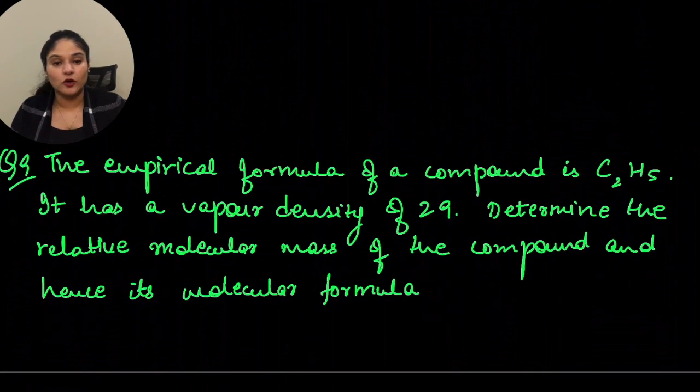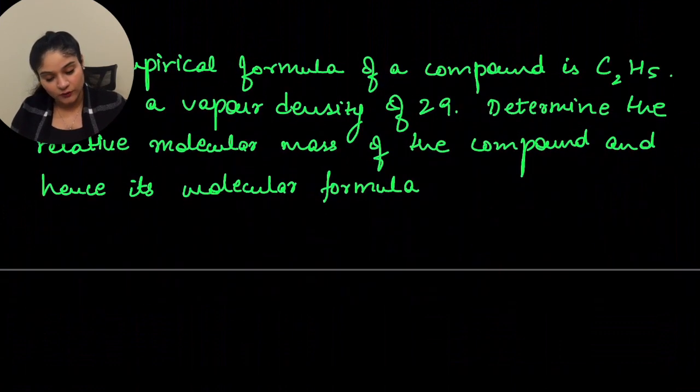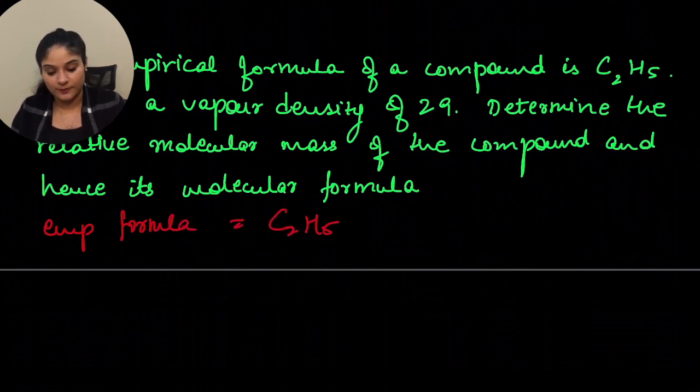Again, the empirical formula of a compound is C2H5. It has a vapor density of 29. So first of all, the empirical formula given to you is C2H5. Vapor density given to you is 29.